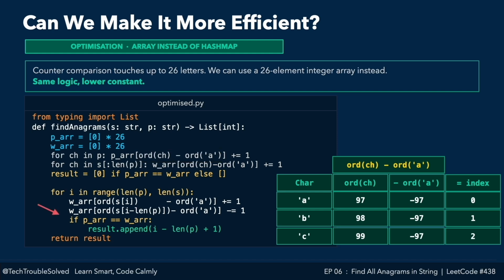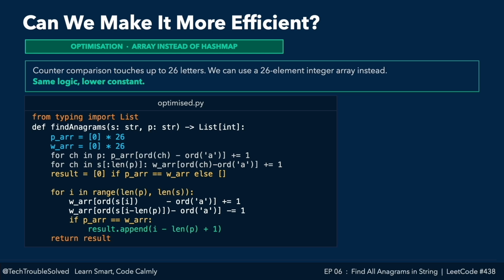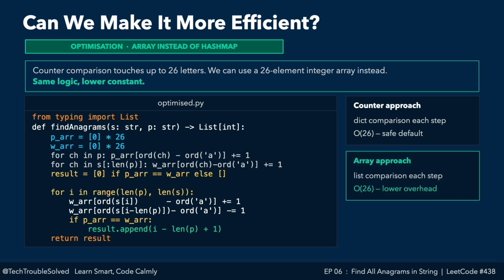And notice, no delete step. With Counter, we had to delete keys at 0 to keep the equality check honest. With arrays, 0 is just 0. Index 0 always exists. The comparison works automatically. Now, is this actually faster than Counter? The honest answer, technically yes. Practically, maybe. Counter comparison hashes keys. Array comparison reads integers directly. No hashing, no key lookup.